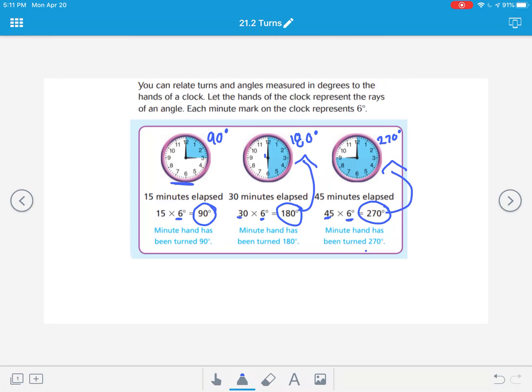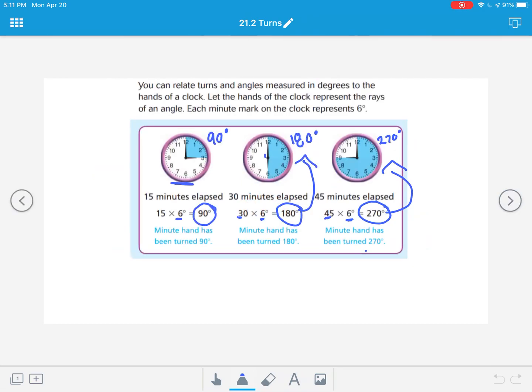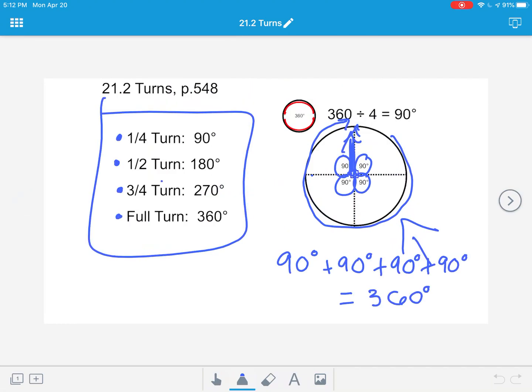So this is just a visual for you. If this is confusing, what I want you to focus on is this part here, okay? But for those of you who are visual learners, it might help for you to imagine a clock. So whatever is easier for you, if you want to imagine a clock and that made sense to you, work with that. If you'd rather just look off of this list and memorize it, that's okay too.